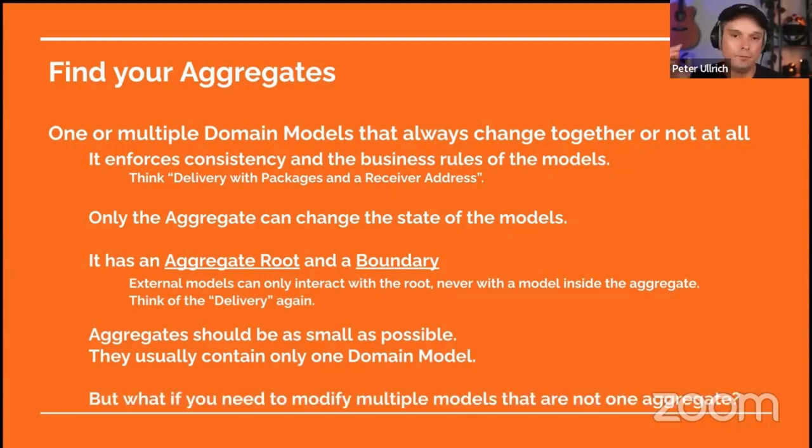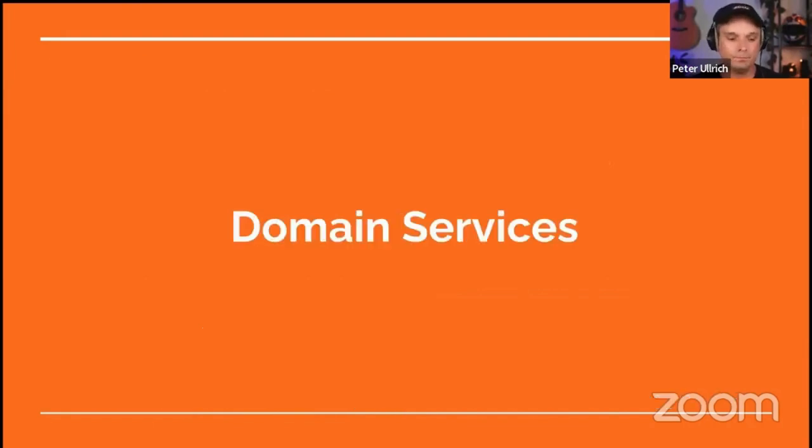Yeah, but now you have one aggregate and three domain models in there. And okay, you know how to update them. You always have to go through the aggregate root. However, if you have multiple domain models that are not in one aggregate, not connected to each other at all, but they are part of the same business rule, the same business process, how can you update them? And the answer to that is domain services.